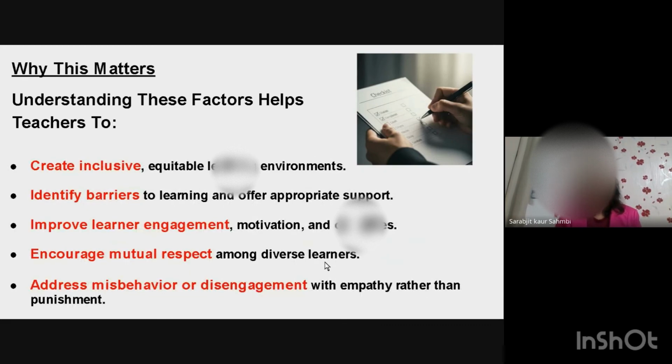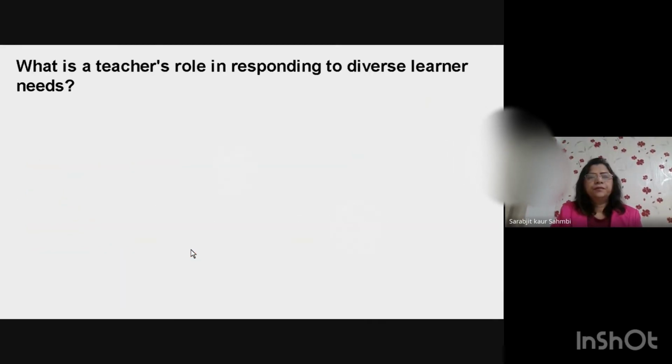Okay, so if you know your learners' social, personal, or cultural backgrounds, all these factors, it will help you to create an inclusive classroom, identify the barriers, improve the learners' engagement, encourage mutual respect, and address misbehavior or disengagement. Okay, so this will help you to do your teaching better. All right, next one now.